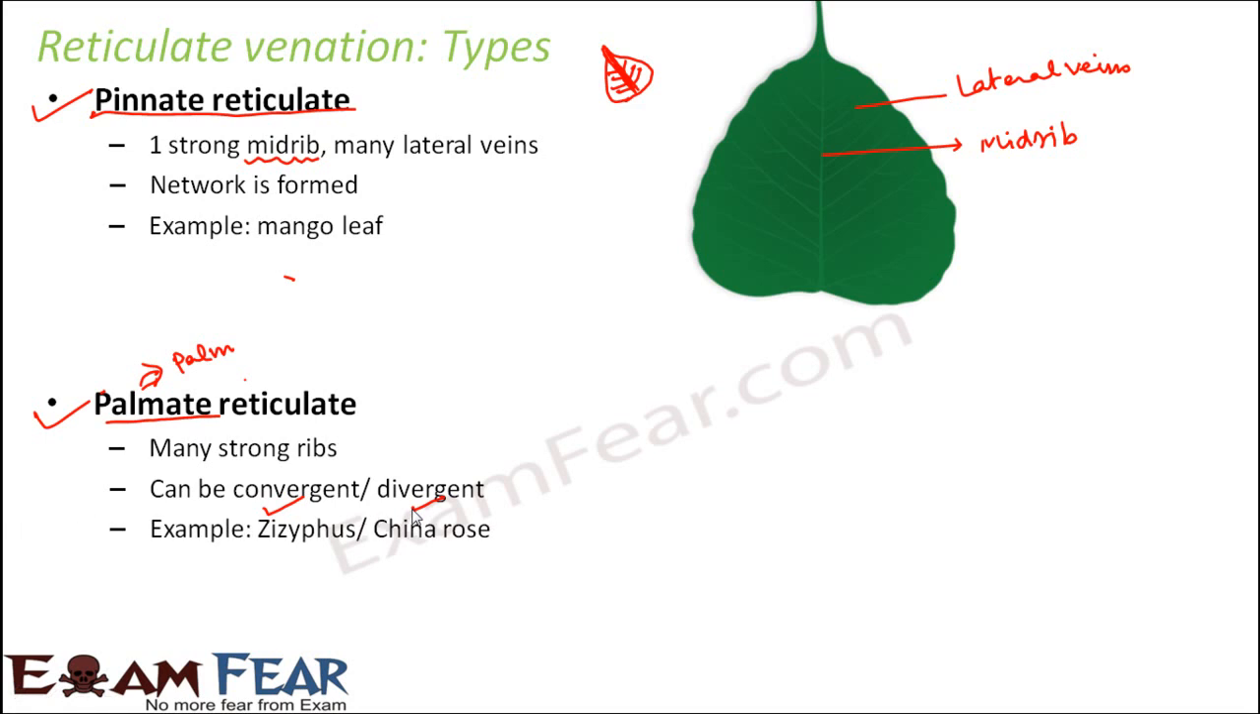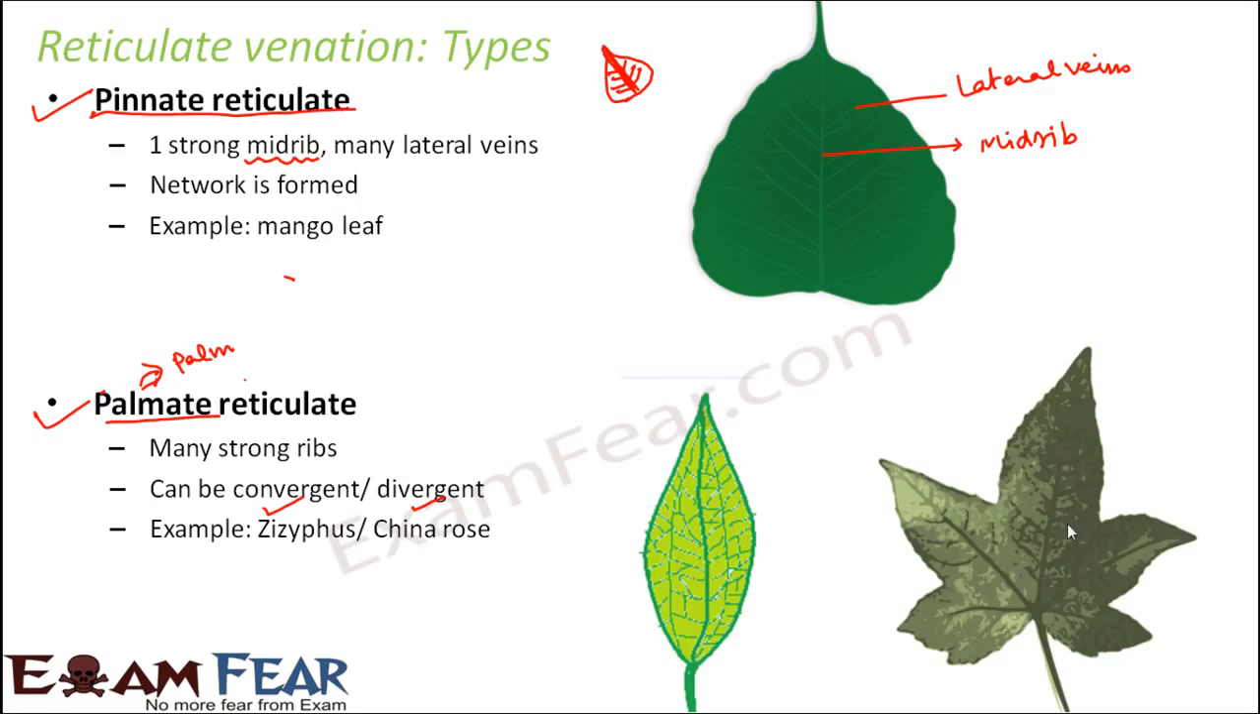Some examples where we see palmate reticulate are ziziphus or China rose. This is how it looks. If you look at these leaves, there is not a single midrib. This is a strong rib, this is again a strong rib, this one is again a strong rib. So there are many strong ribs. Similarly, if you look at this, this one is a strong rib.